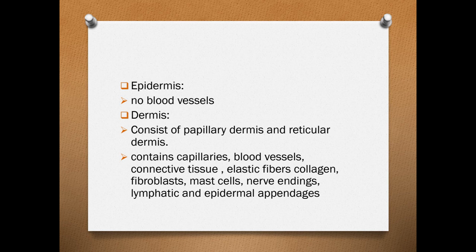Yeah, and this is what I have just mentioned. The epidermis has no blood vessels, and the dermis consists of papillary dermis and reticular dermis. The dermis contains the blood capillaries and connective tissue, elastic fibers, collagen, fibroblasts, mast cells, nerve endings, lymphatics, and epidermal appendages like the sweat glands and the sebaceous glands.